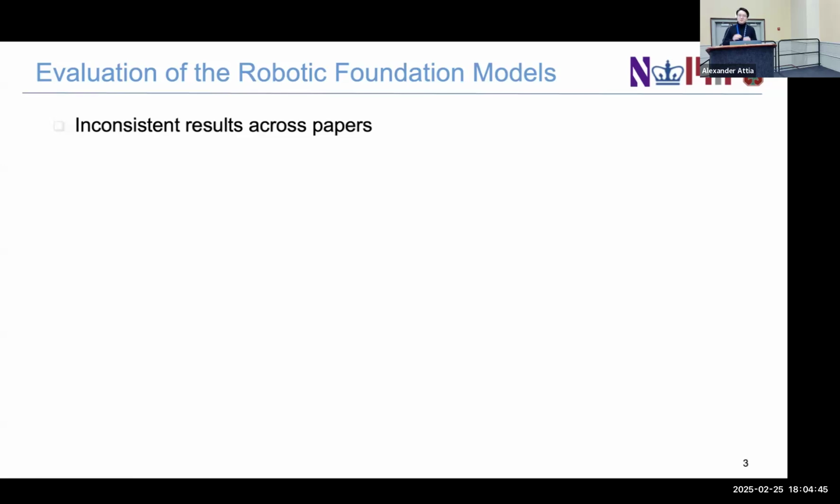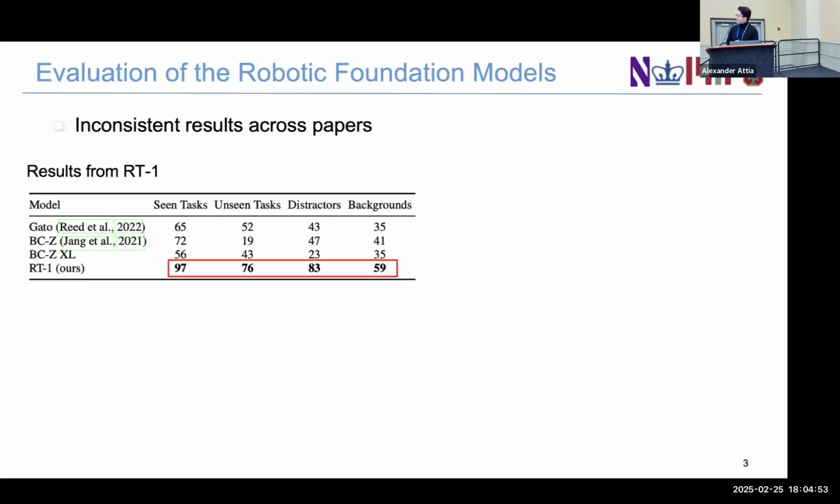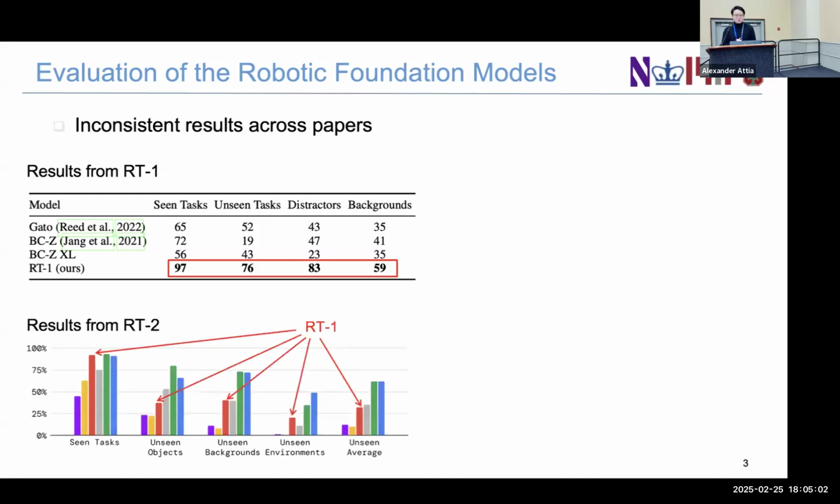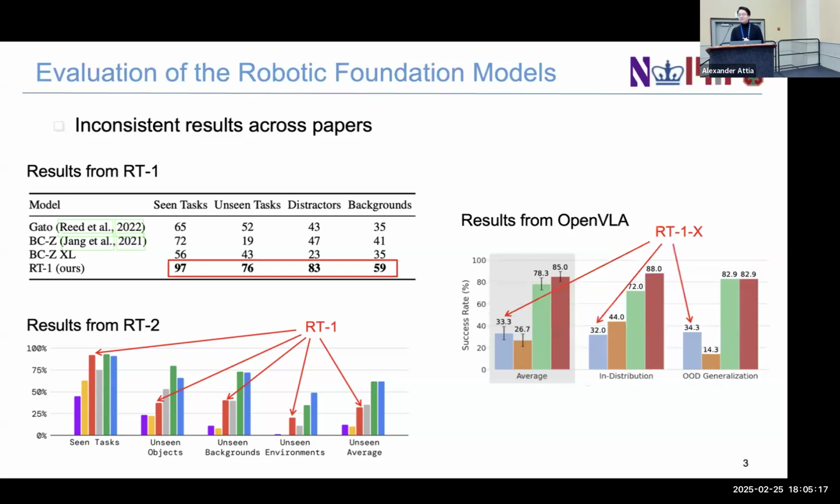First, if you read carefully into the papers, you realize the results are not consistent with each other over time. For example, here are the actual results reported from the RT-1 paper. Here's how they say their performance is. Remember, 97% success rate. Now look at the results reported by the RT-2 paper, because RT-1 was a baseline. You realize that this performance actually drops quite a lot compared to what they reported in their first paper. And then later, from OpenVLA, the performance of RT-1-X, which is supposed to be a more powerful version of RT-1, also drops quite a lot.